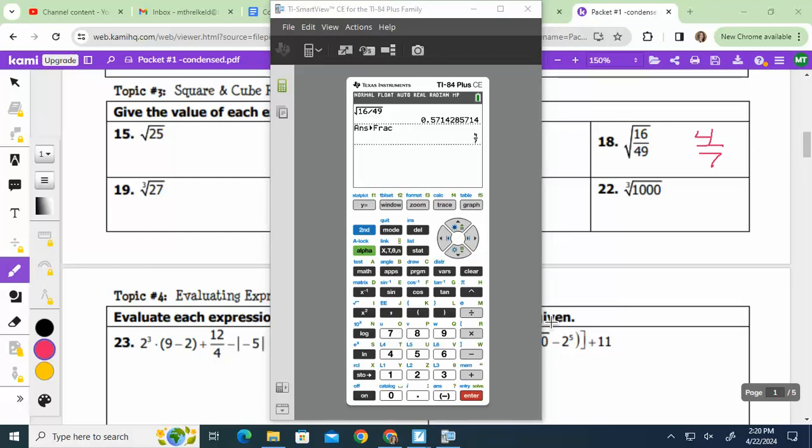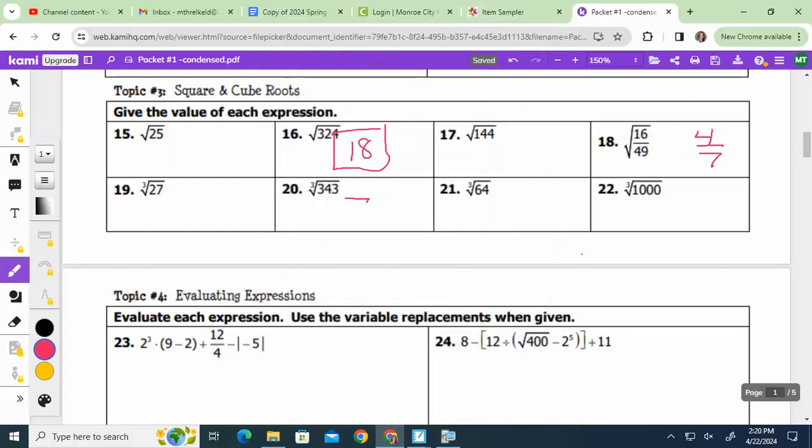All right, how do you do a cube root on here? Let's go to problem number 20. The cube root of 343. You go to math, number 4. That's my cube root, 343, and that is 7. What is the cube root of 1,000?